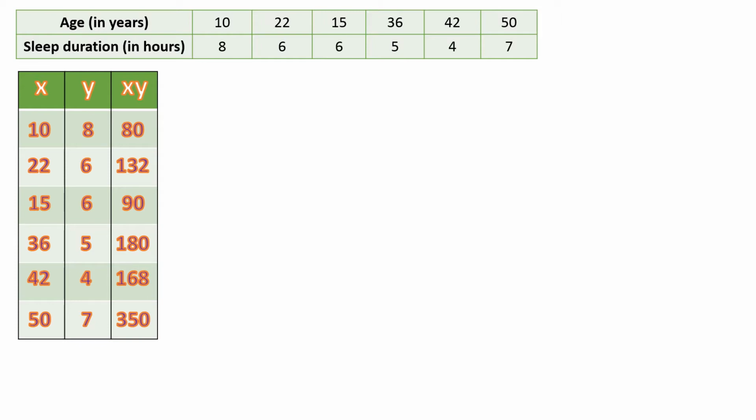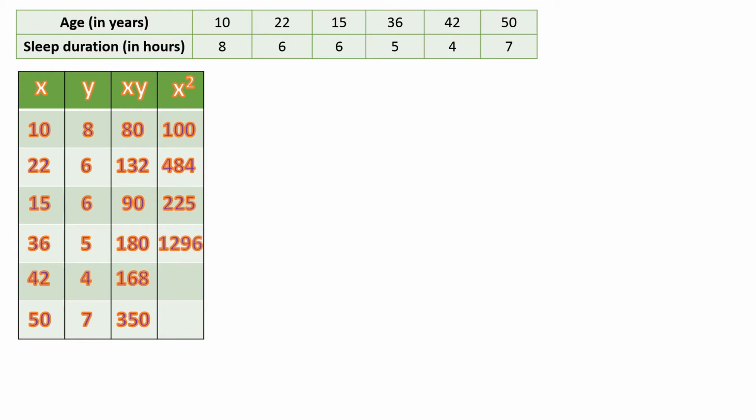And then we're going to add another column, so it will be the square of x. So we're going to square the values of x, meaning we're going to multiply by itself. So 10 squared is 100. 22 squared is 484. 15 squared is 225. 36 squared is 1296. 42 squared is 1764. And 50 squared is 2500.